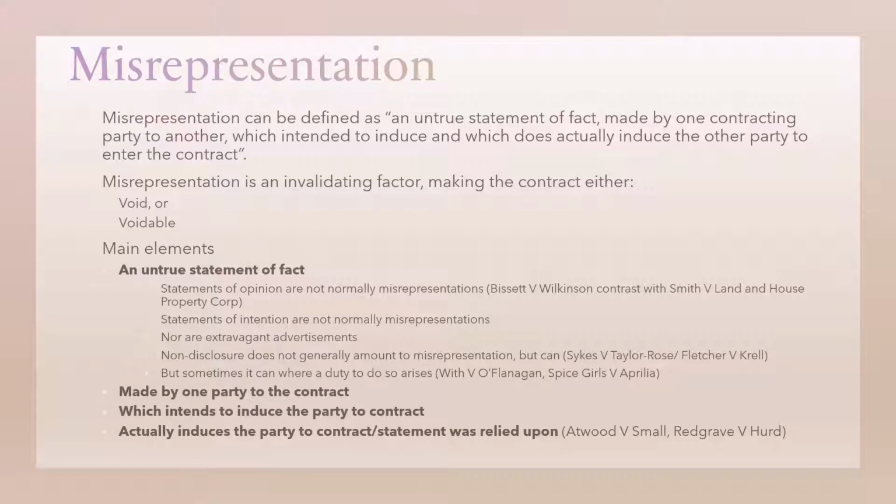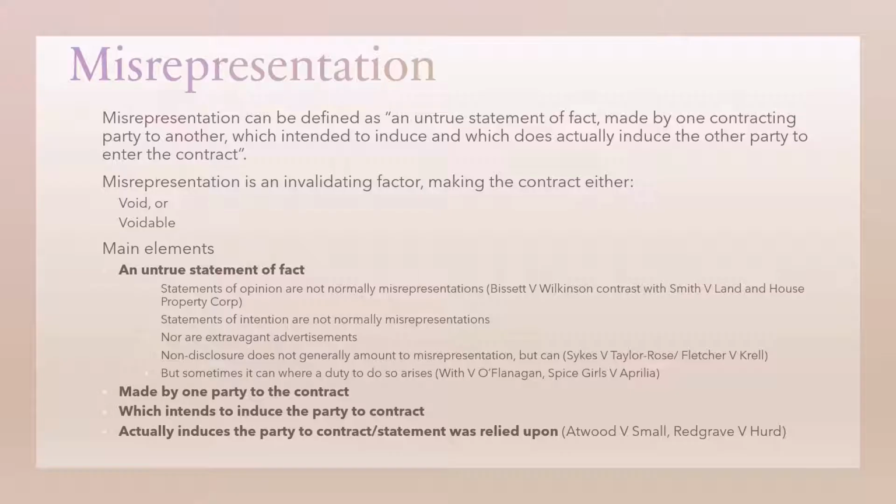Now the main element is then that there's an untrue statement of fact. And of course what that means is the thing is materially false. So you just need to point out where it's false and say why. Now some notes: statements of opinion, statements of future intention, and extravagant advertisements, Red Bull gives you wings, are not misrepresentations. Nobody buys Red Bull just because it says that, do they?